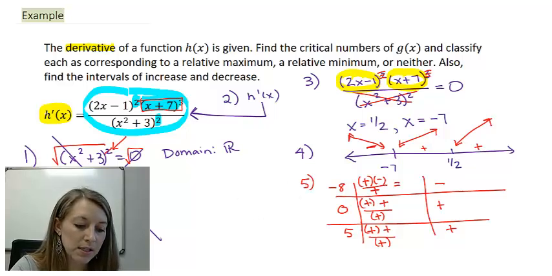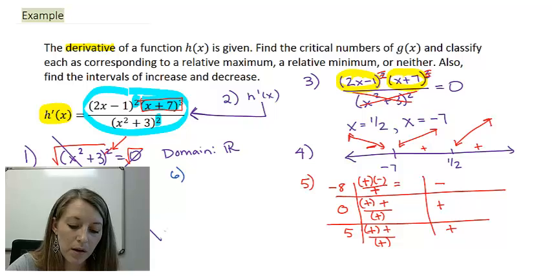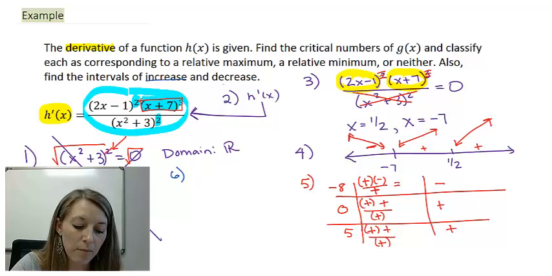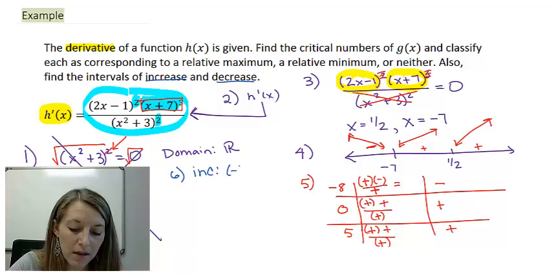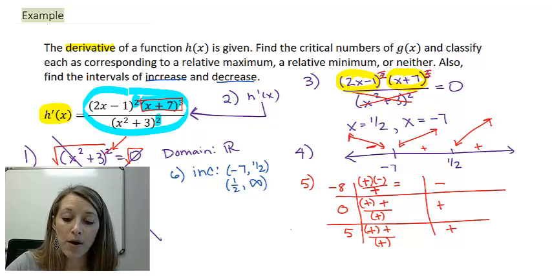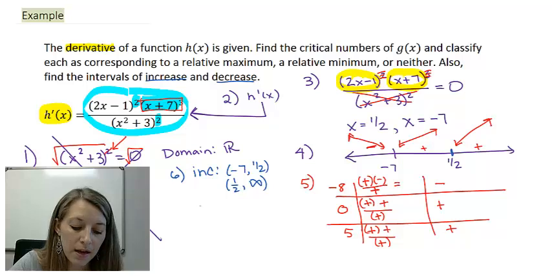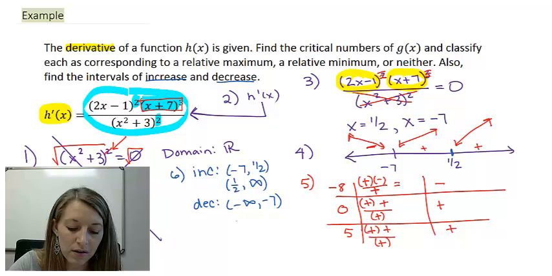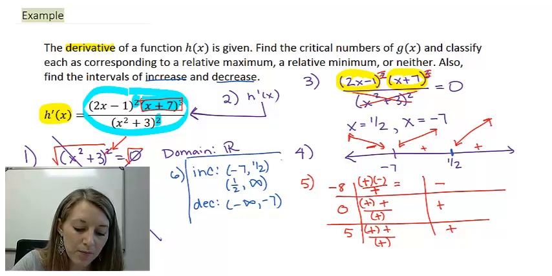So step number 6 then is to select my answer. In this answer, I'm trying to do all of these things here. I'm trying to figure out where I'm increasing and decreasing. So I'm increasing from negative 7 to 1/2 and from 1/2 to infinity. I always prefer to separate out my intervals because at 1/2 I know it stops increasing momentarily. And then I know it's decreasing from negative infinity to negative 7. So that's half of my answer.